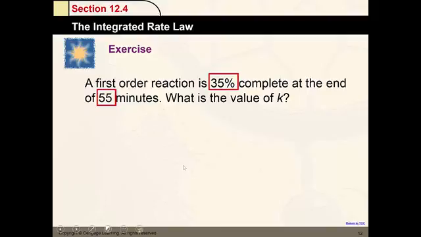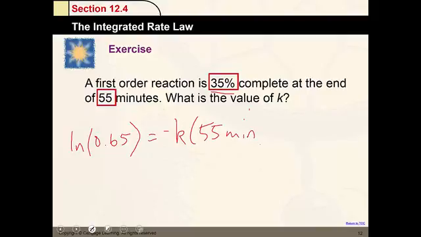And we are back. Sorry about the interruption, but we left off in the middle of the problem here, where we're taking, so the reaction's 35% complete, so that means 65% of it is unreacted. So we're taking the natural log of that concentration, what's left, 65% or 0.65. We're solving for k. The time here is 55 minutes.